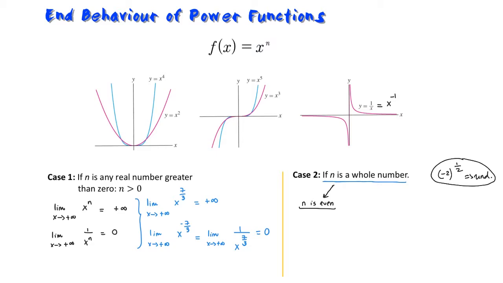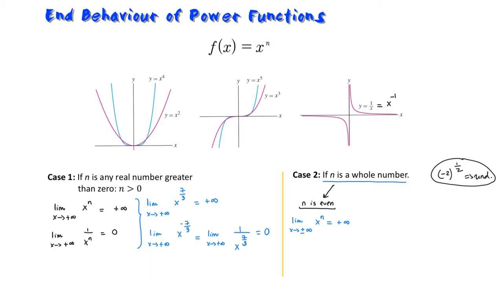If n is even, then the limit as x approaches positive and negative infinity of x to the n will be equal to positive infinity. And this is simple right here. This case is demonstrated in the first graph. Look at these U-shaped graphs: x squared, x to the 4th. In both cases, at positive infinity and negative infinity, the y values go off to positive infinity. That's what I'm trying to say here.